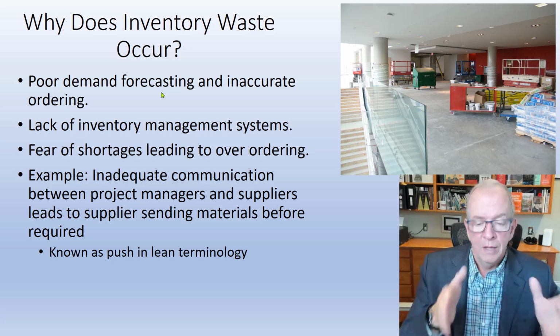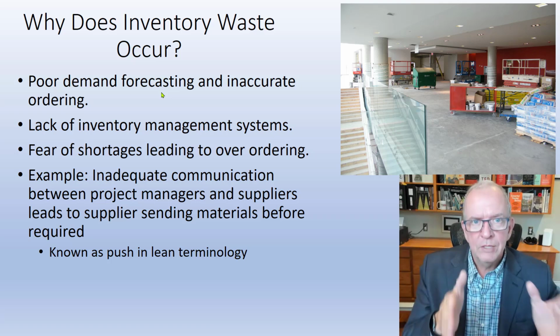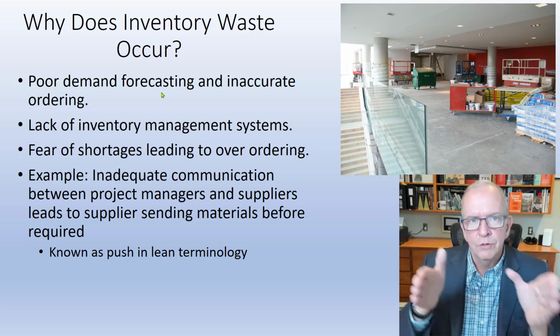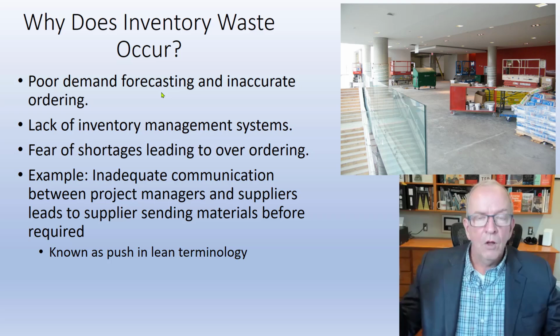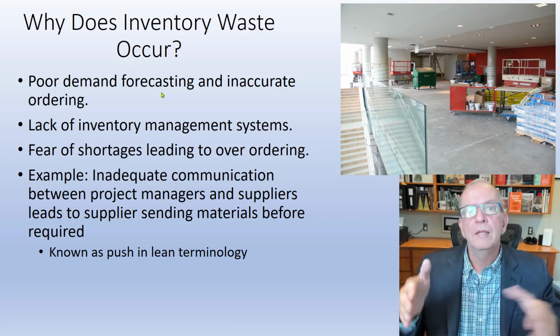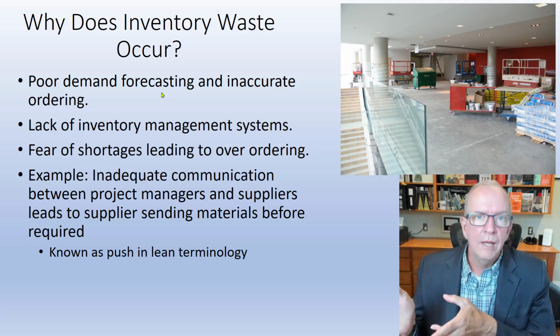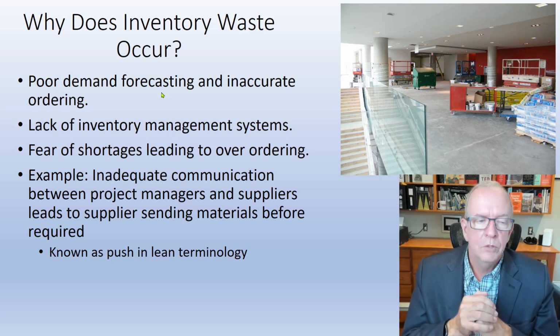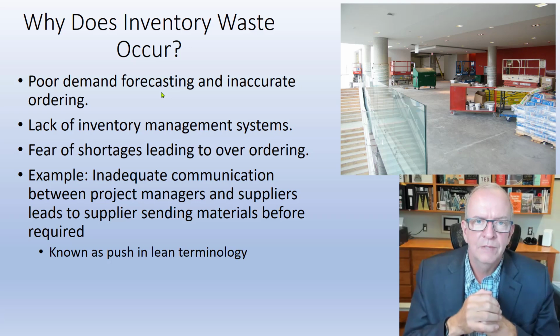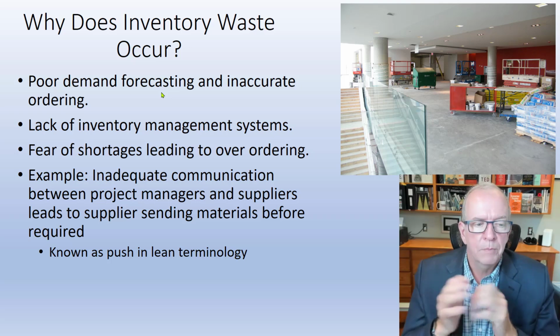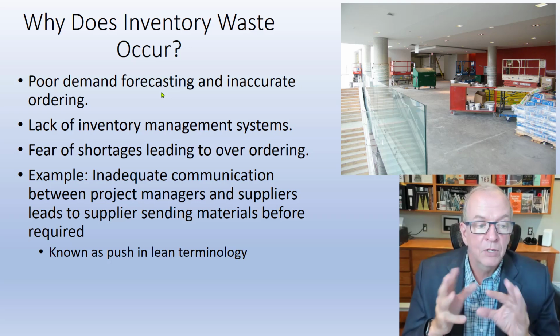I'm going to learn if we ordered this much and this is what we expected for it. I'm going to very quickly see that, well, that wasn't quite enough. So the next one, we're going to order more. Rather than I order a ton of stuff, it all comes, and then we're waiting till the end, and then we find out we ordered way too much or way too little. All right, so this way we'll get the feedback a lot quicker. It's iterative. So yeah, example, inadequate communication between project managers and suppliers leads to suppliers sending materials before required.